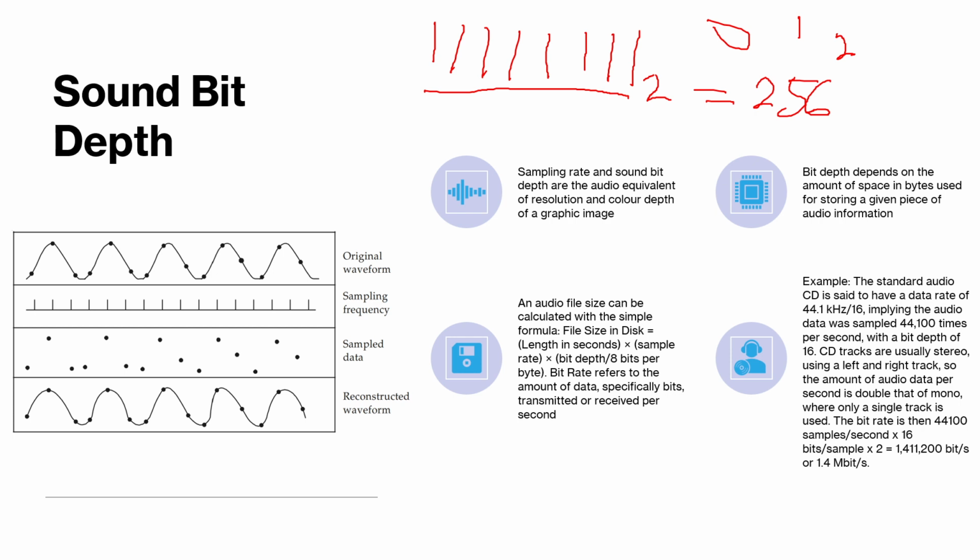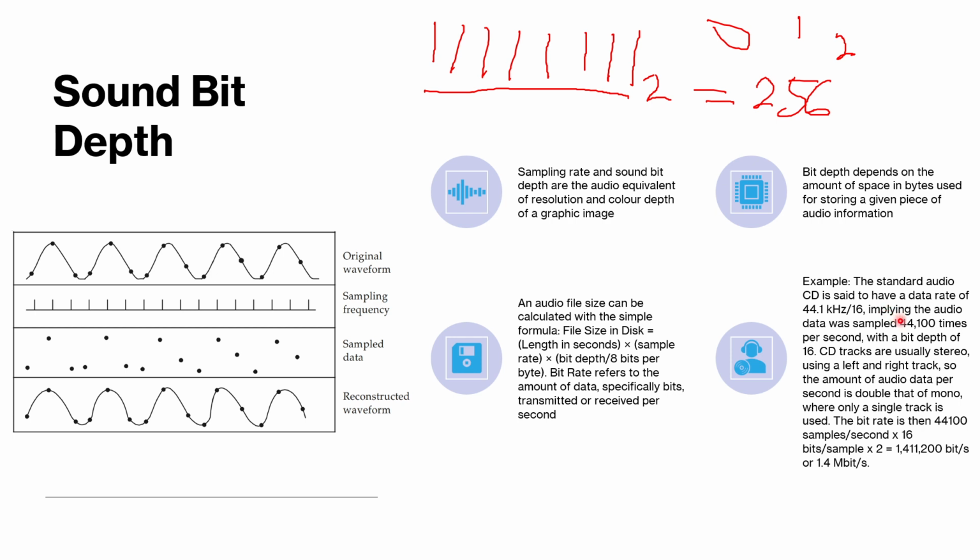So have it in mind that, in the mathematical sense, bit rate is equal to the sample rate times the bit depth times the number of channels that it falls within. So taking this example for a good illustration, let's consider this. We have a standard audio CD, which is said to have a data rate of 44.1 kilohertz per 16. That is per 16.